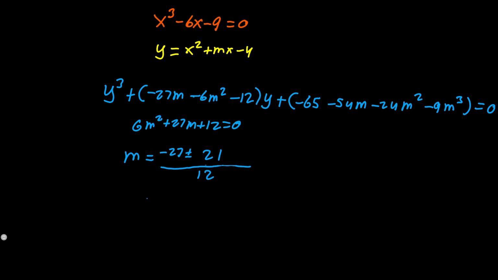Now we're just going to solve for the positive counterpart of the 21. So it's going to be negative 27 plus 21, which results in negative 6 over 12, which will give us negative 1/2 for m. And if we do the negative counterpart, we end up getting negative 27 minus 21 over 12, which is negative 48 over 12, which gives us negative 4.